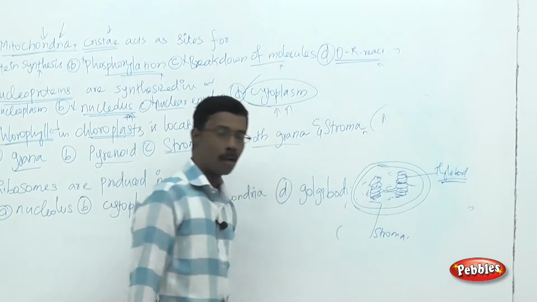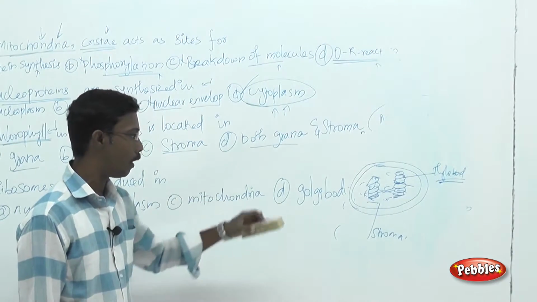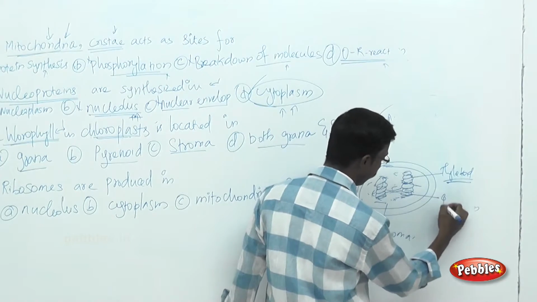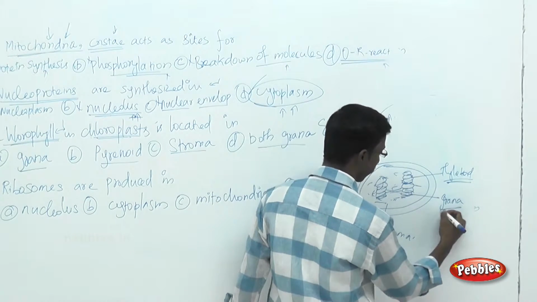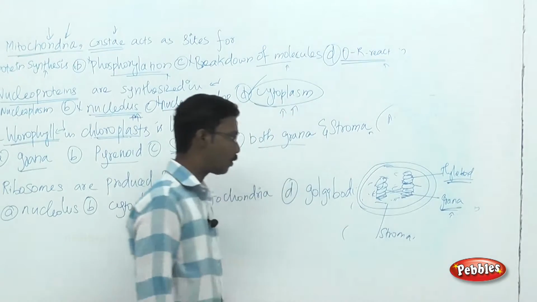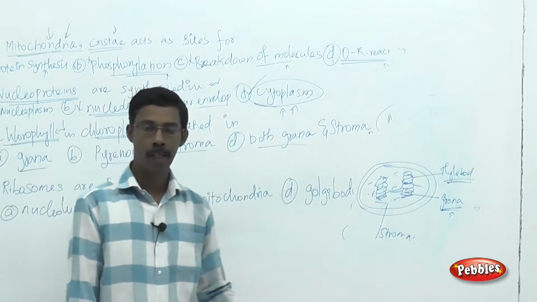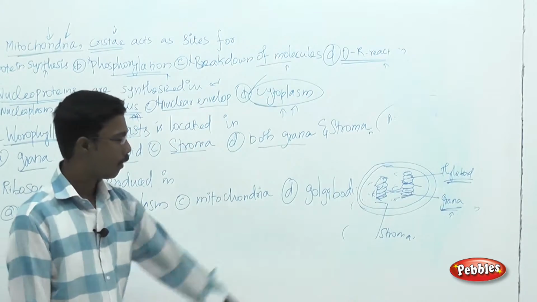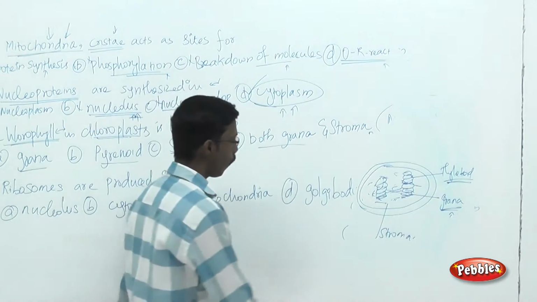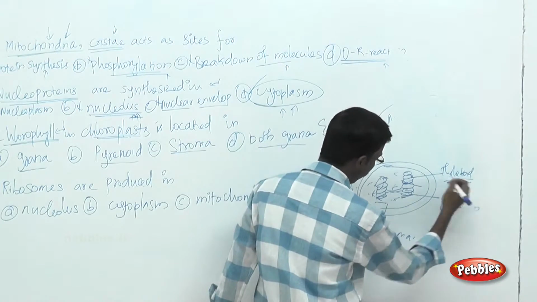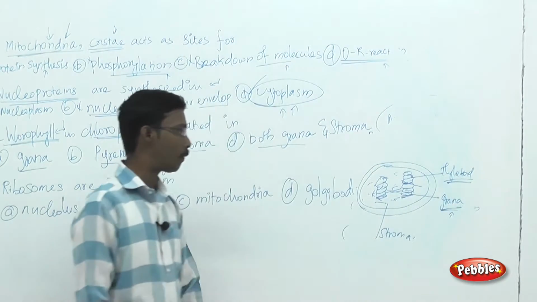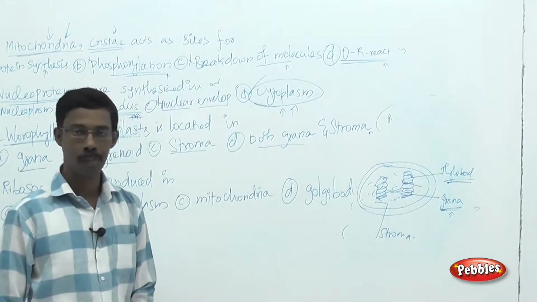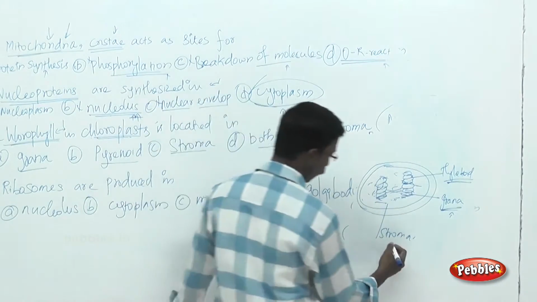Okay, so these thylakoids, as I told you in the previous classes, are made up of piles of coin-like structures, and each structure is called a granum. This is the rough structure of any chloroplast. It is covered by two membranes, the outer membrane and the inner membrane. The inner membrane forms structures called thylakoids. The thylakoids are made up of grana. The liquid or semi-liquid matrix present within the inner membrane is called stroma.